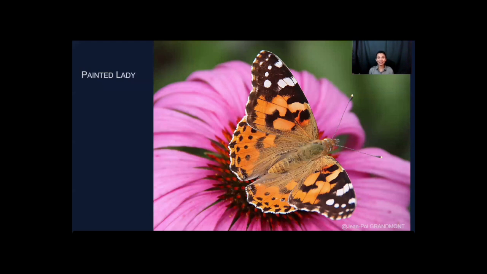The painted lady. This one is quite a star amongst butterflies. Speaking of migratory journeys, it is recorded that the painted lady, a single individual, can fly 4,000 kilometers, crossing mountains, oceans, and even deserts. The painted lady is found in many different parts of the world.